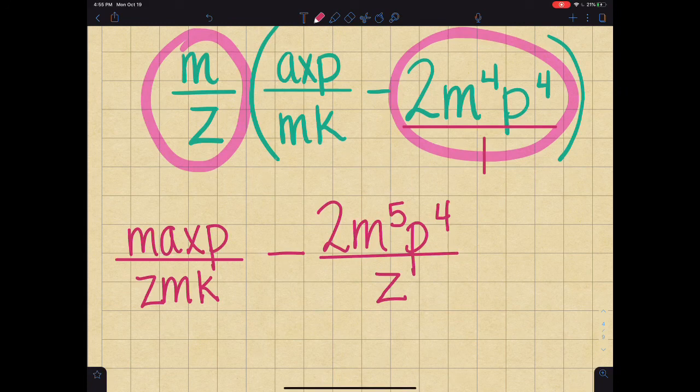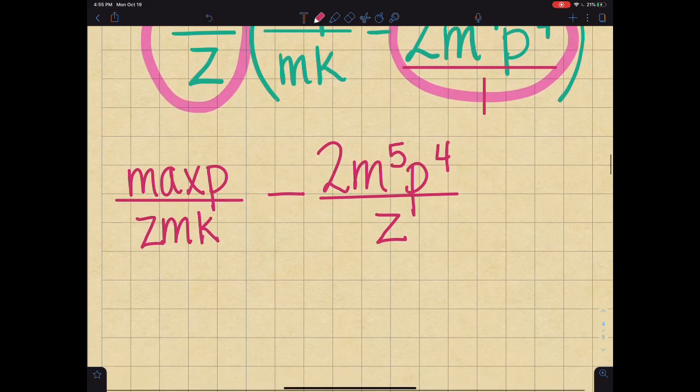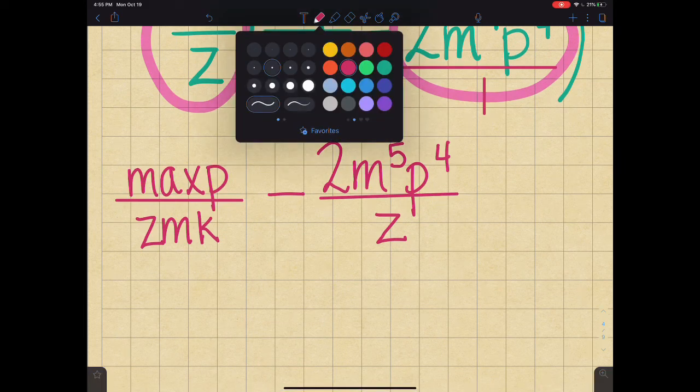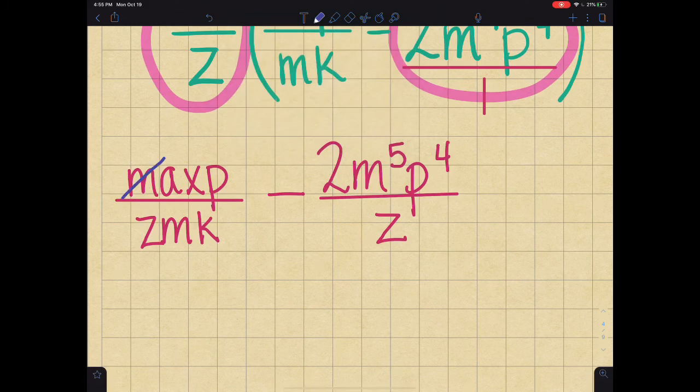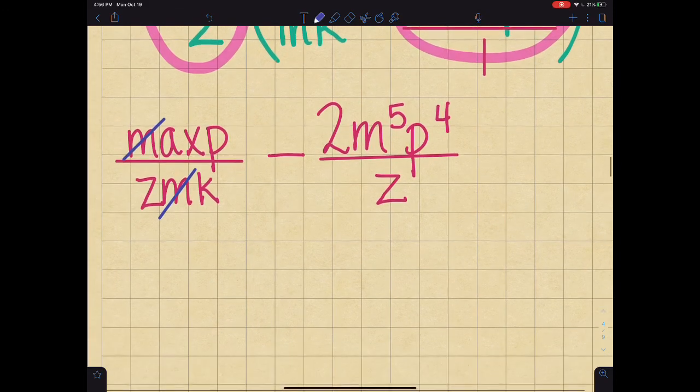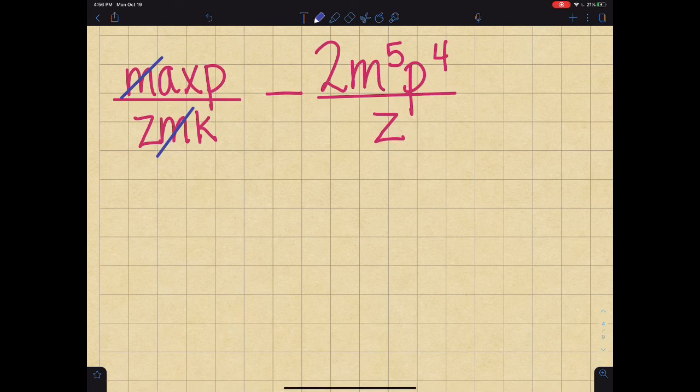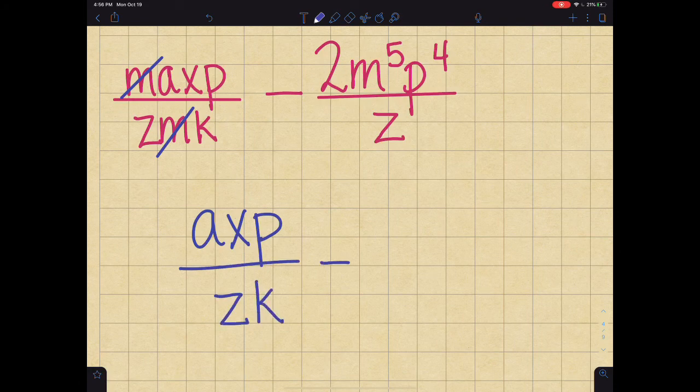Okay, now we can simplify this a little bit because there is something that cancels out, right? So if we cancel out, let's use that color. So there's an m here and an m here. So that can be canceled out. And that's basically it. So if I simplify that after canceling that out, I just have 2m to the fifth p to the fourth over z.